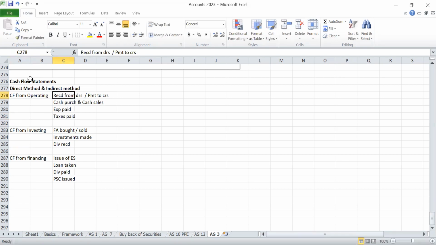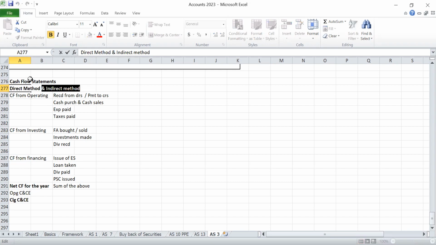Okay. And the summation of the above will be A plus B plus C, which is equal to the net cash flow for the year. If you add it with opening, you will get closing cash and cash equivalent.